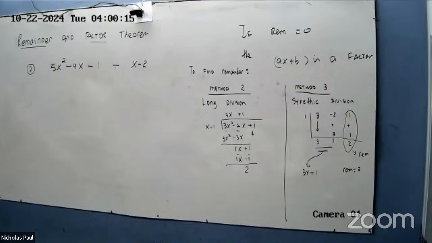Oh, by the way, whenever a question says to use the theorem, that's method 1. If it doesn't specify, then you can use 2 or 3.